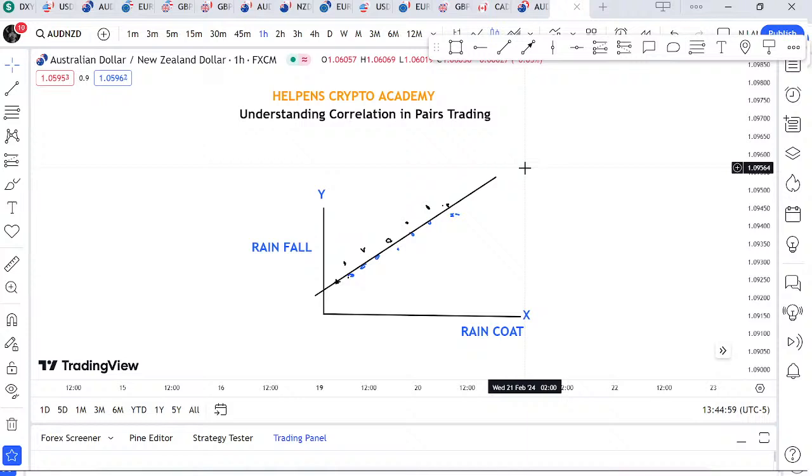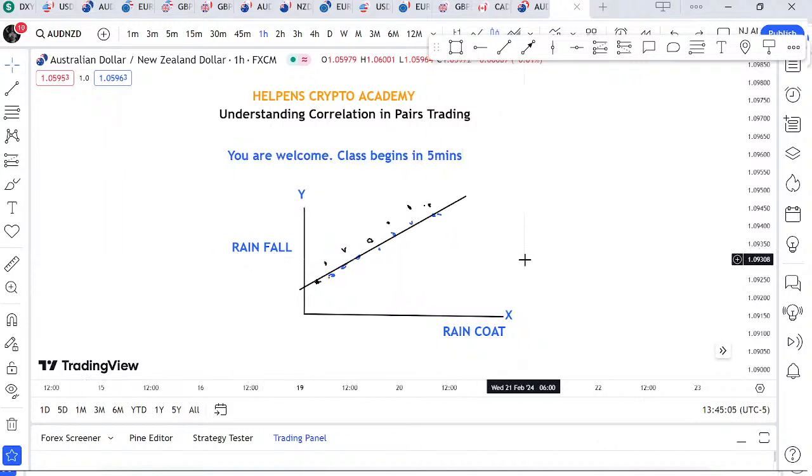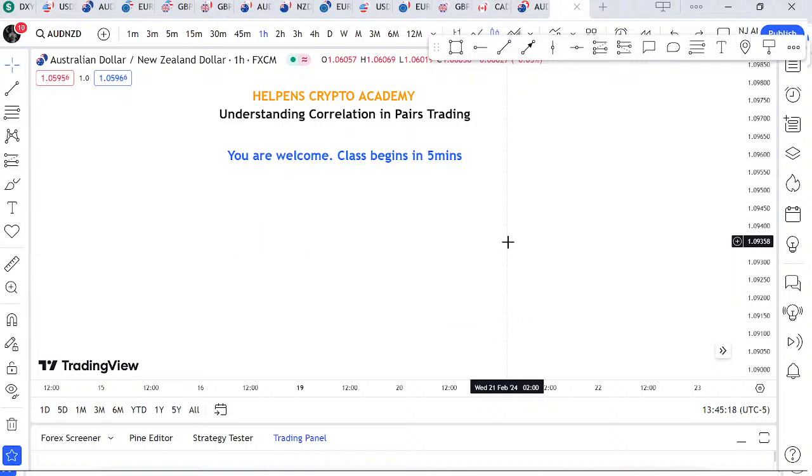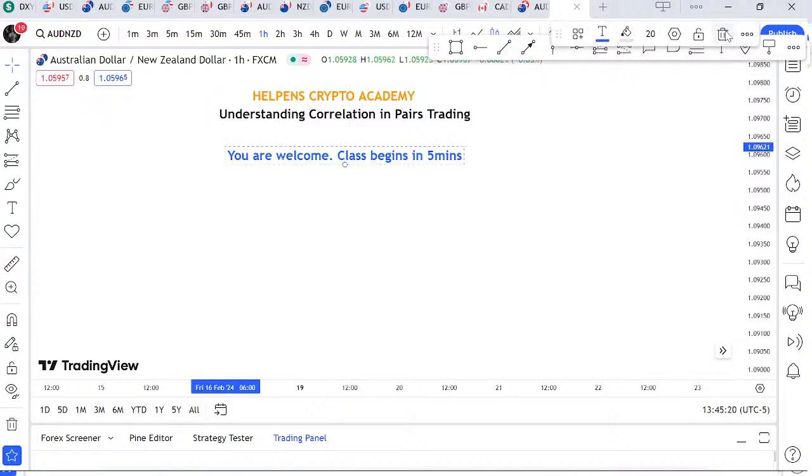Now let's go to the forex market. Let's go to the forex market. I want to delete all of this quickly. One minute. Okay, I want to delete it.